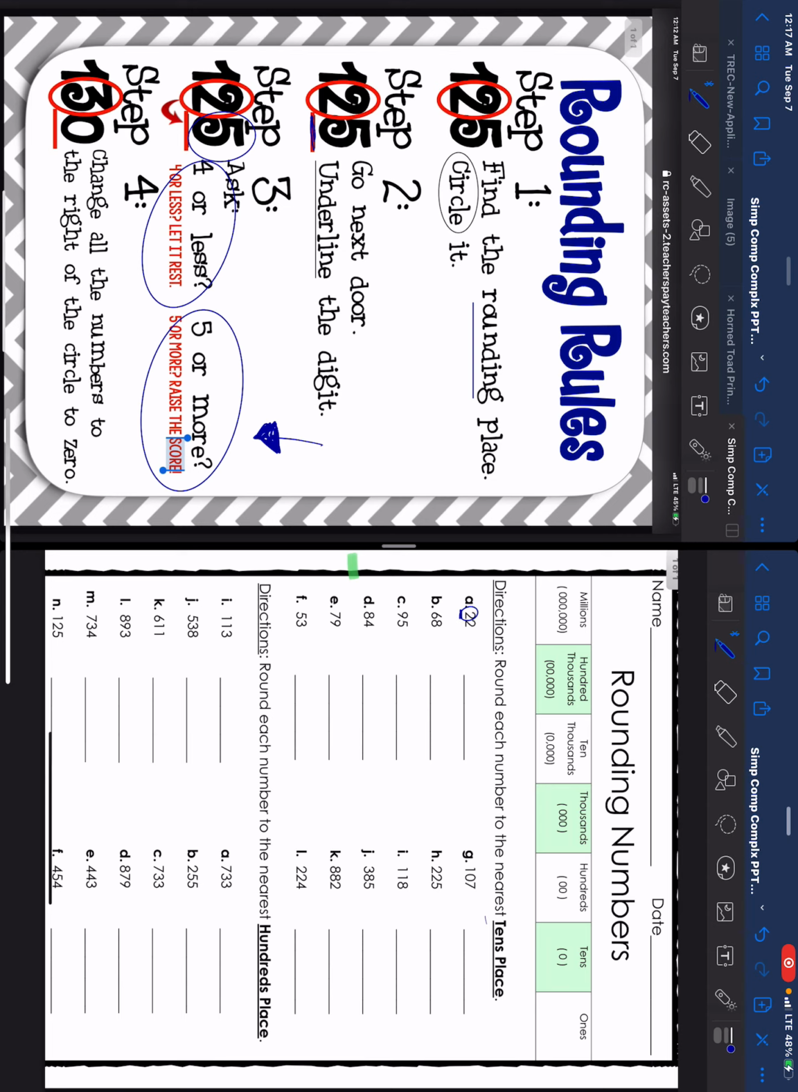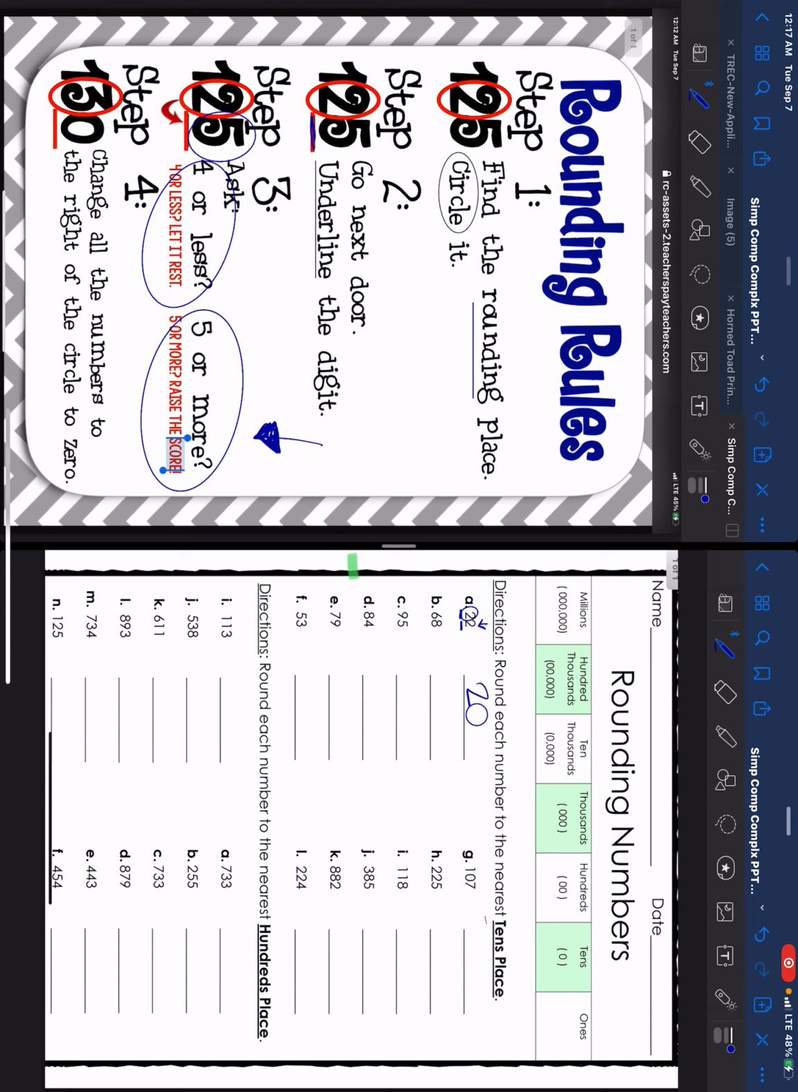Okay. Go next door, underline the digit. Step 3, is it 4 or less? Well, it's a 2, so it is less than. If it's 5 or more, raise the score. Step 4, change all the numbers to the right of the circle to 0. So we know that our 2 didn't change value. So the nearest tens place would be 20, right?